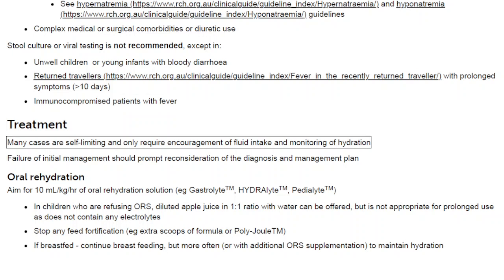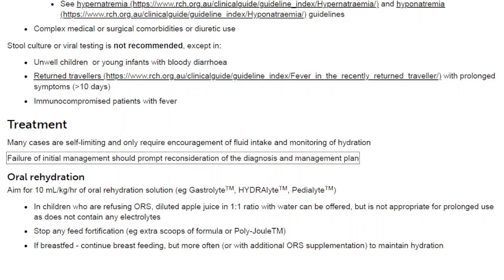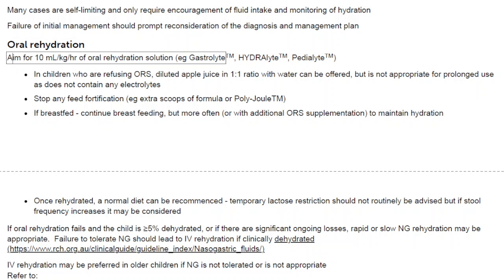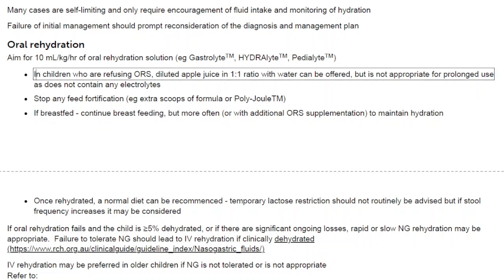Treatment. Many cases are self-limiting and only require encouragement of fluid intake and monitoring of hydration. Failure of initial management should prompt reconsideration of the diagnosis and management plan. Oral rehydration. Aim for 10 ml/kg/hr of oral rehydration solution, e.g. Gastrolyte. In children who are refusing ORS, diluted apple juice in 1:1 ratio with water can be offered, but is not appropriate for prolonged use, as it does not contain any electrolytes.